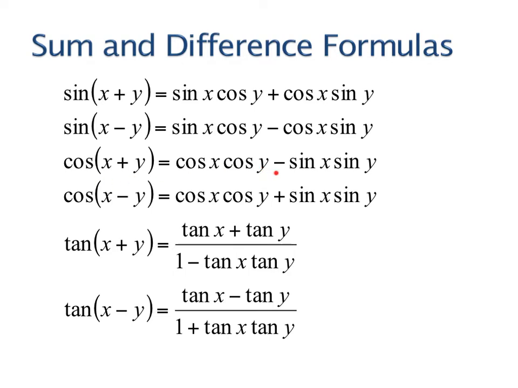If we look at cosine, the first thing I notice is if it starts as a plus, it ends up a subtraction between. If it starts as subtraction, it ends up as addition. And then you notice it's just cosines of x and y, and then sines of x and y, so it just flips both of them. But as you do these, you get the repetition of the practice with them. So let's go ahead and take a look.